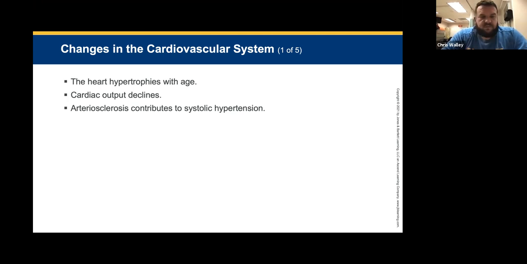Changes in the cardiovascular system, 1 of 5. Is that right? All right, good deal. Sorry, I'm blaming it on the weather about that. We'll leave it as my story.